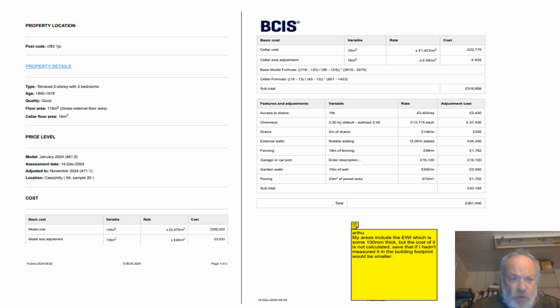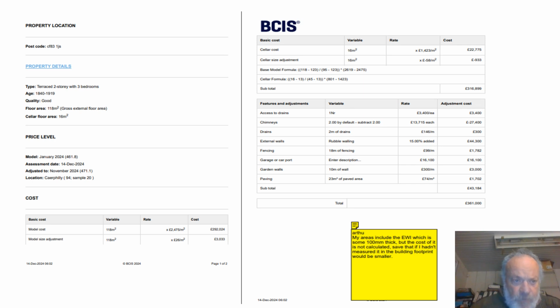So I've measured the property up. Now, the way I measured it up was to include the external wall insulation, which is about 100 millimeters thick, and so I got a larger area. In other words, it's not the net area, but I haven't added on for the cost of the wall insulation in this provisional costing. But obviously, if I had the net area, then the cost I've come up to would be smaller.